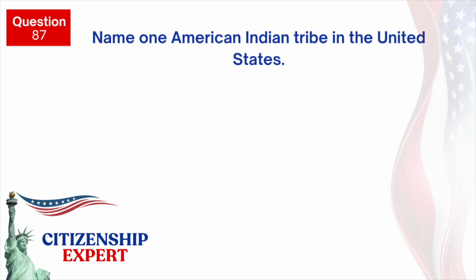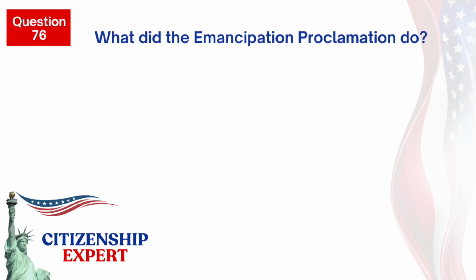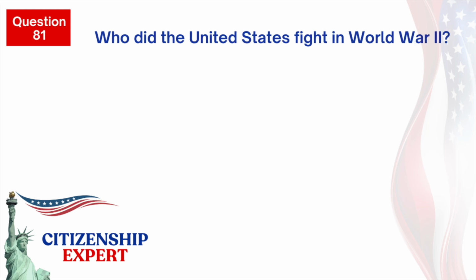Name one American Indian tribe in the United States. Cherokee. What did the Emancipation Proclamation do? Freed the slaves. What did the United States fight in World War II? Japan, Germany, and Italy.